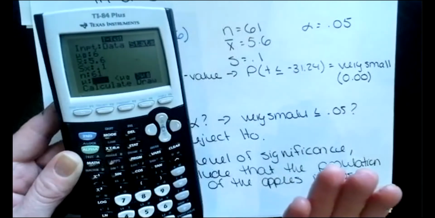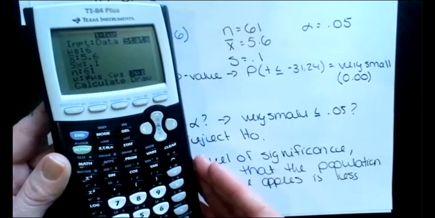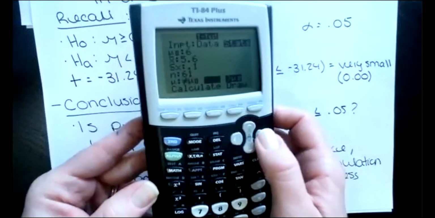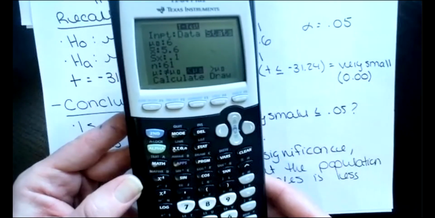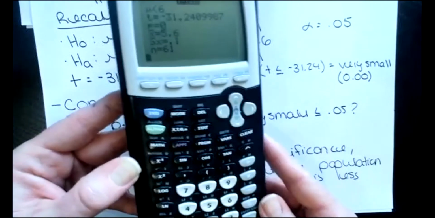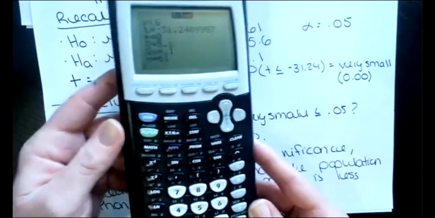Again, this last part here, I need to make sure it matches my HA. And if we look, my HA is a less than. So I need to make sure I come over to my less than and then hit enter to select it. I'm gonna go down to calculate and enter to select calculate as well.